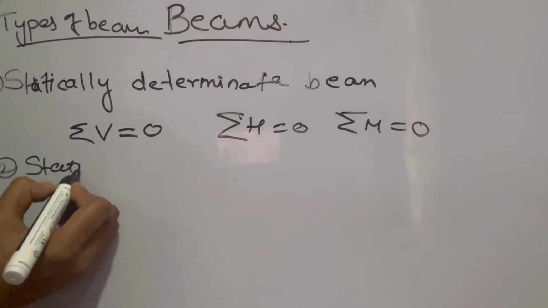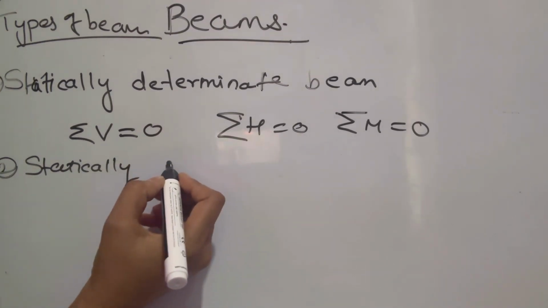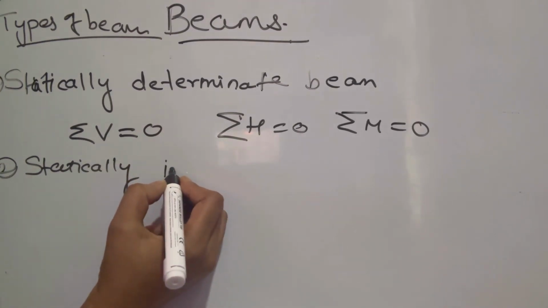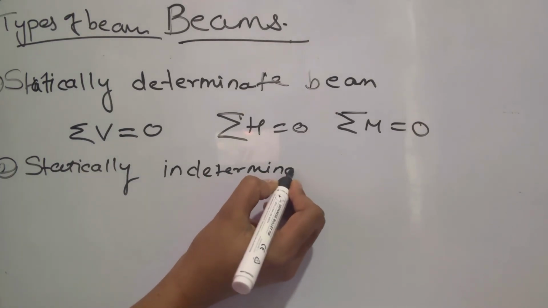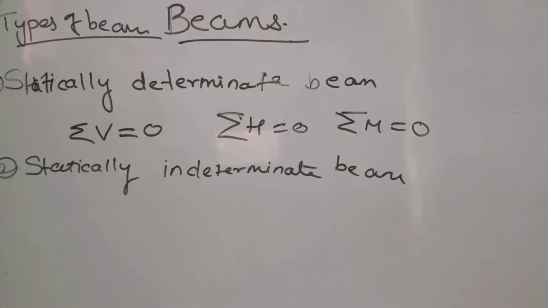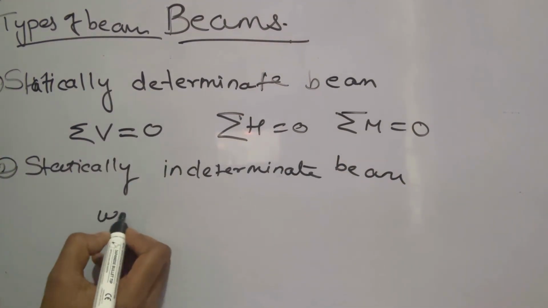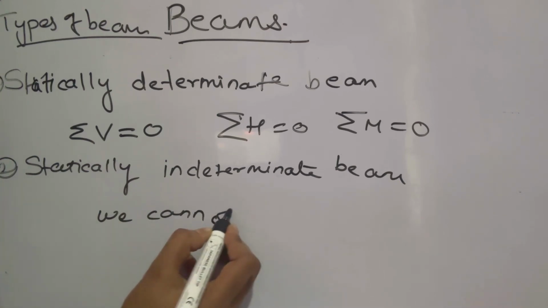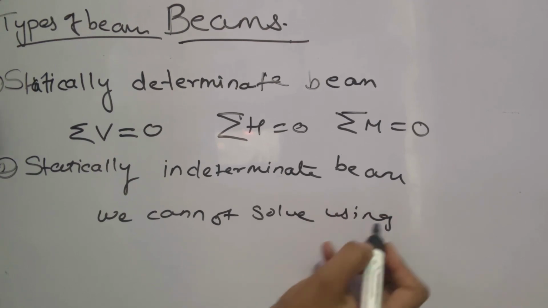So the second part is statically indeterminate beams. In this chapter, we will be dealing only with statically determinate beams, so that we will solve using these three equilibrium conditions. And the main part of this is that we have to solve the support reactions, whatever support reactions are coming.